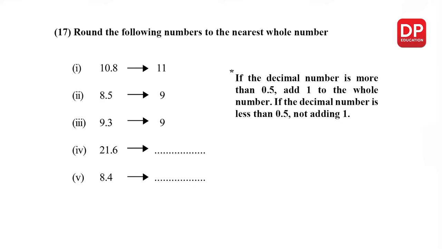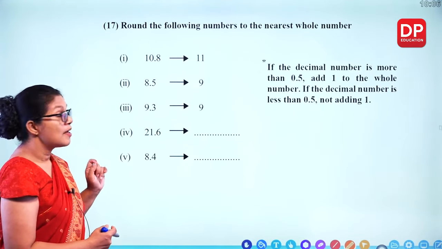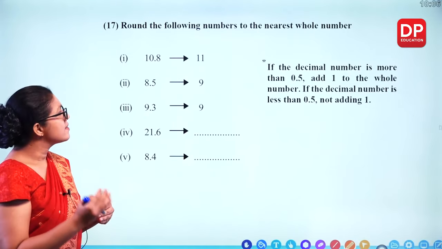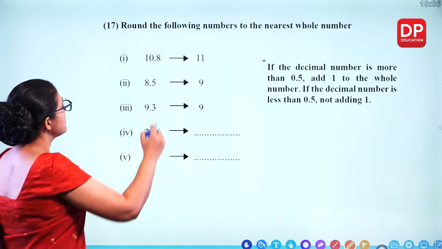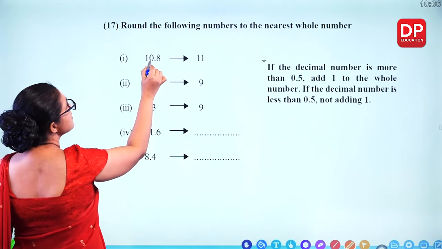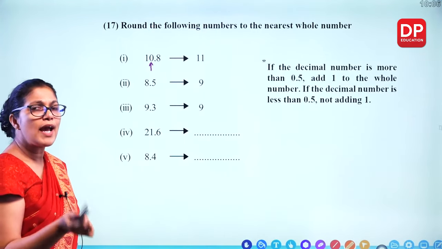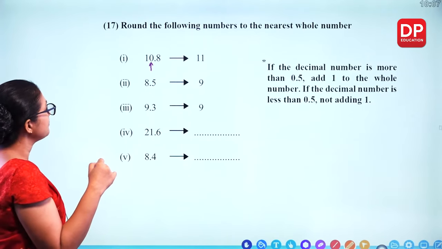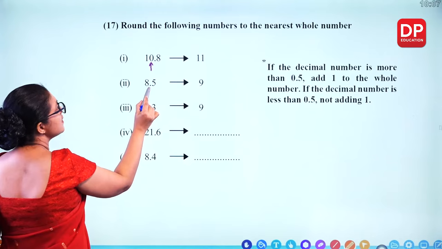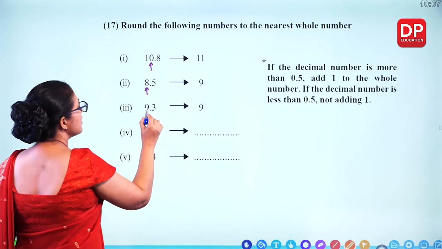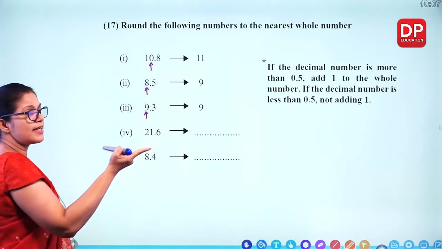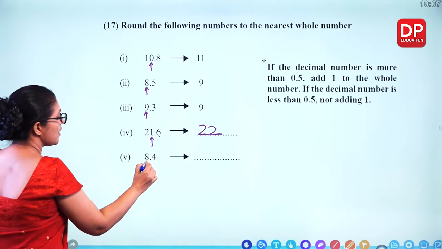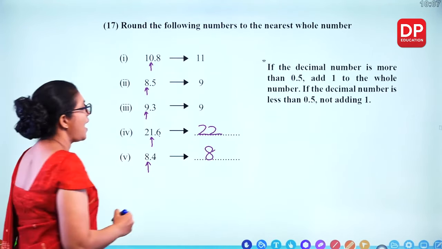Now we'll see how we can round numbers to the nearest whole number. We need this because when the question says estimate a number, you don't need to write the value exactly. So you can estimate it by rounding values. So we'll practice that. 10.8. Here, look at the next digit when you are rounding. If it's 5 or more, you can add 1. So if the decimal value is 0.5 or more, you can add 1 to the whole number. This is more, that means add 1. Here, this is 5, that means add 1. Here, 3. We are not adding 1, so 9. What about here? More than 5, that means add 1, 22. Here, 4 is less, so we don't add it.